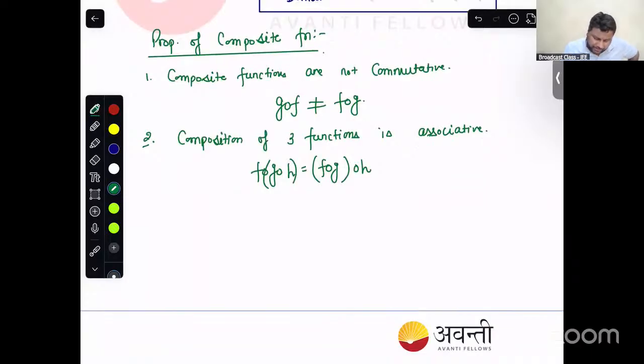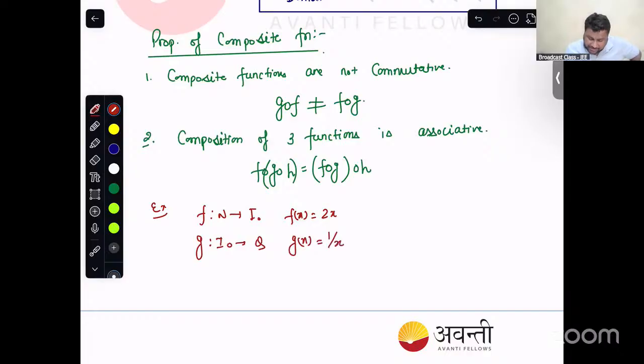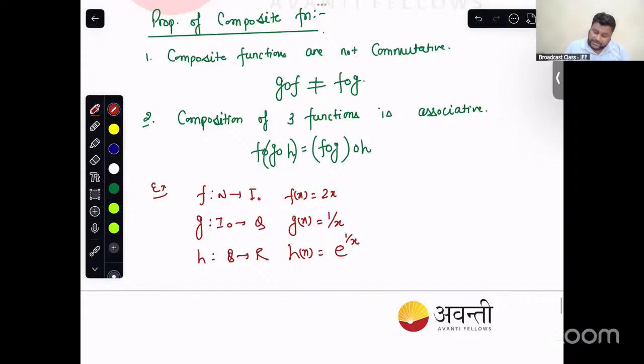Let's do a simple example over it also. f from N to I naught, f(x) equals 2x, g from I naught to Q, g(x) equals 1 by x, and h from Q to R, h(x) equals e to the power 1 by x. Find hogof. Yes, quickly tell me. Solve it and tell me.